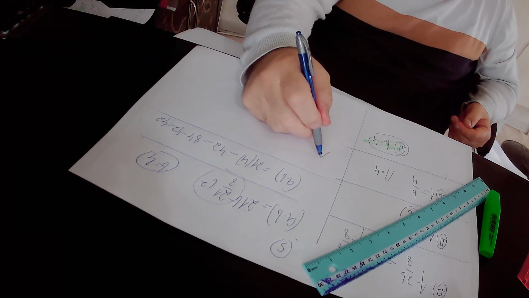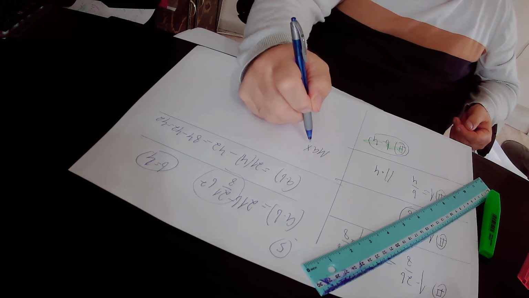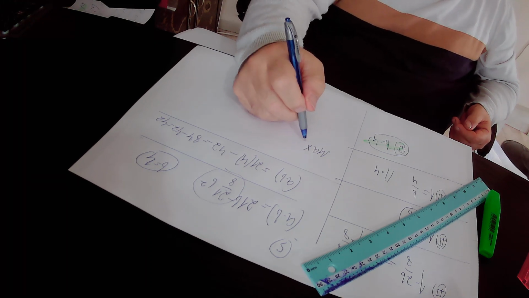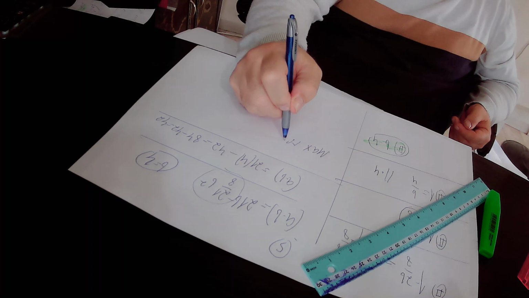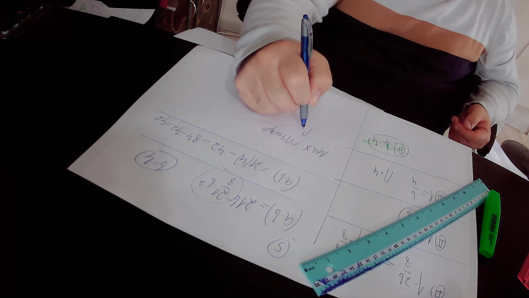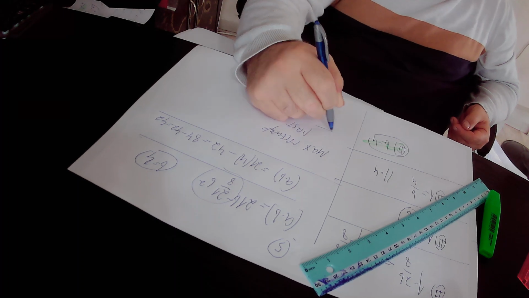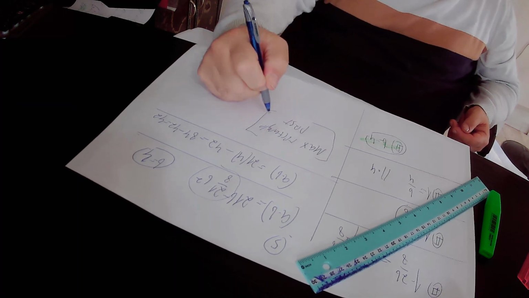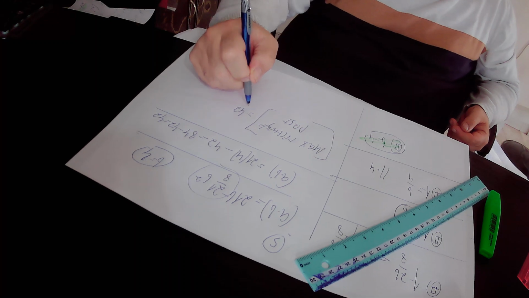So the maximum area of rectangle PQST is equal to 42 square units.